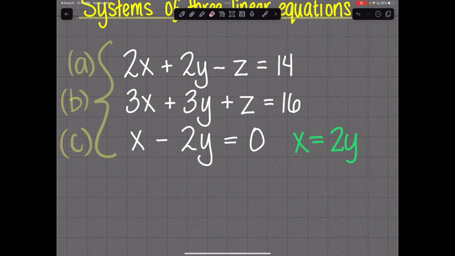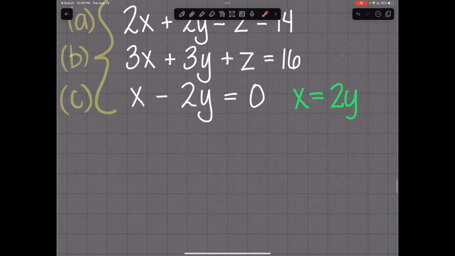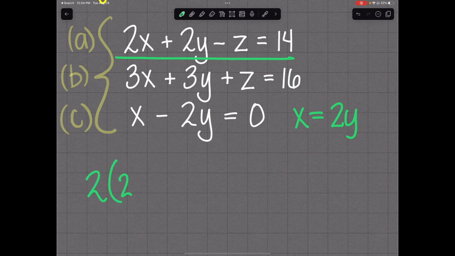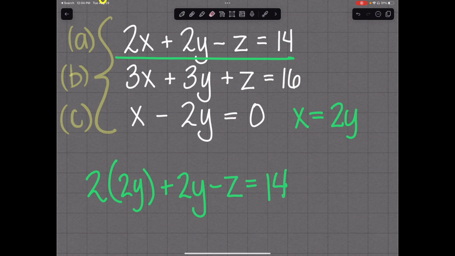Now when I have x is equal to 2y, I can take that x and plug it into A and into B right there. So let's go ahead and do that. The A equation is going to end up being 2 times 2y plus 2y minus z equals 14. That can simplify to 4y plus 2y, which simplifies again to 6y minus z is equal to 14.